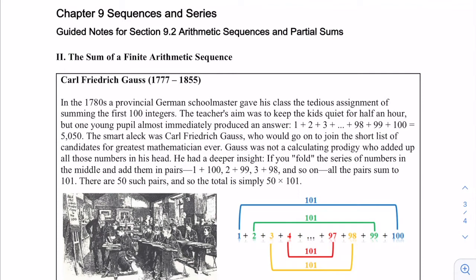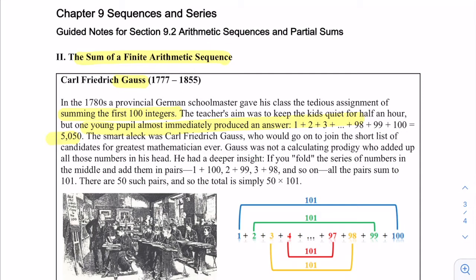Now let's look at the sum of finite arithmetic sequences. Let me share a story about young Gauss. As the story goes, when he was a young kid in the classroom, his teacher asked him and his classmates to add the first 100 integers, probably hoping that this would keep them busy for a little while. Gauss was able to figure this out really quickly, probably to the surprise of the teacher and his classmates.